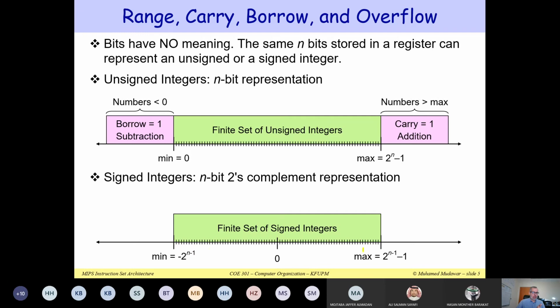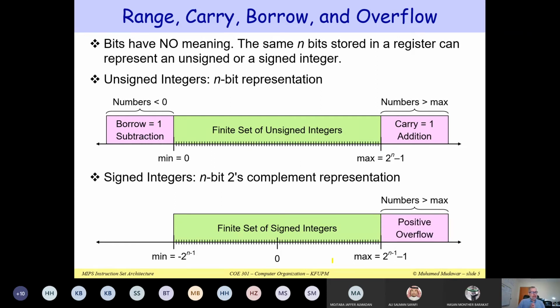So this is what I call the range. This is what is known as the range that can be represented with n bits. If you are using 32 bits, then the range will be much wider. You can go from minus 2 to the power 31, which is negative 2 billion something, so it will be 2 followed by 9 digits. And then the maximum will also be 2 billion something.